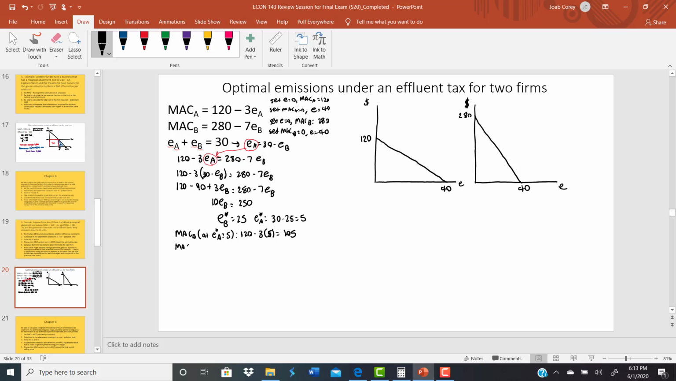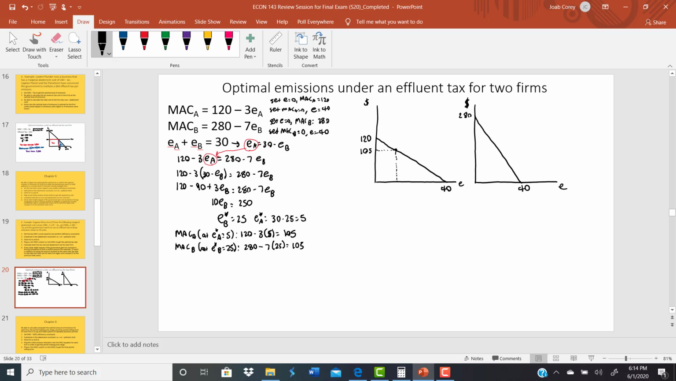And then we got MAC sub B at E star sub B being equal to 25, right? So that's 280 minus 7 times 25, right? Which, if you do that math, is 280 minus 175, which is also 105. So again, it should be the same number if you did it right, and that number is going to represent the tax at which we're going to reach our optimal level of emissions, right? So that 105 here is our tax.